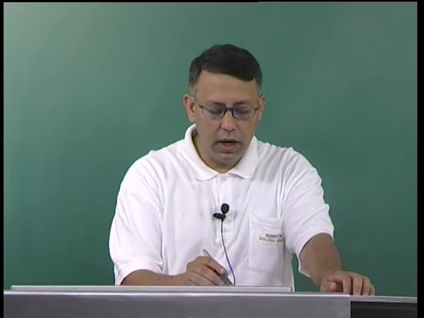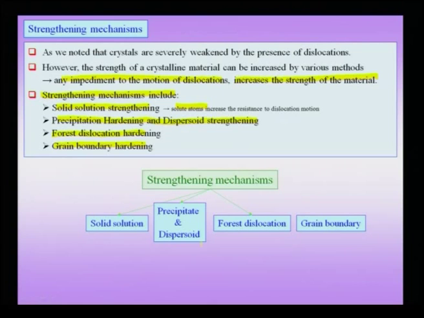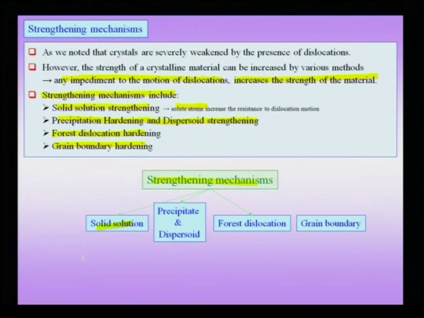And finally, the grain boundary hardening, which is a very important effect, and in this context we will take up a little more detail when we talk about the Hall-Petch relation, and more importantly the breakdown of the Hall-Petch relation, especially in nanocrystals. So, the important strengthening mechanisms are solid solution strengthening, wherein I can use an interstitial solute like carbon or a substitutional solute like nickel in aluminum or nickel in copper. I can do precipitate or dispersoid strengthening, wherein finely distributed precipitates impede the motion of a dislocation, giving rise to strengthening.